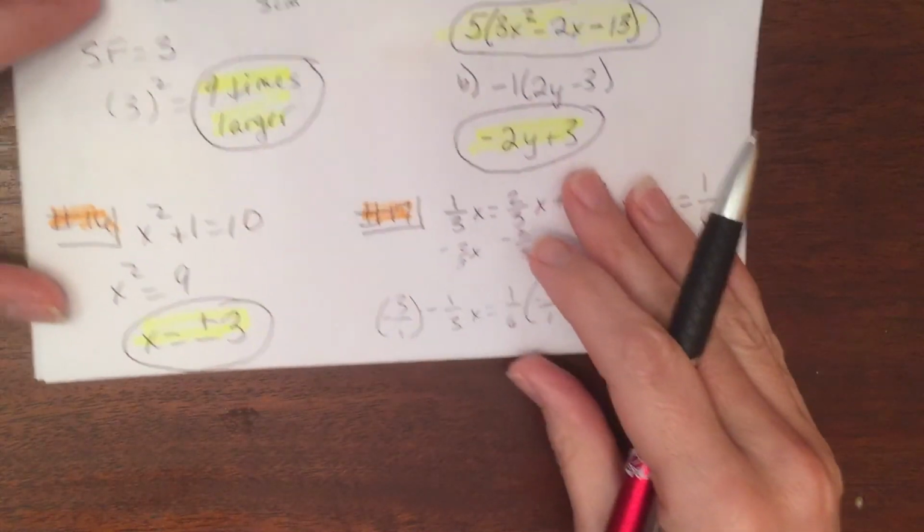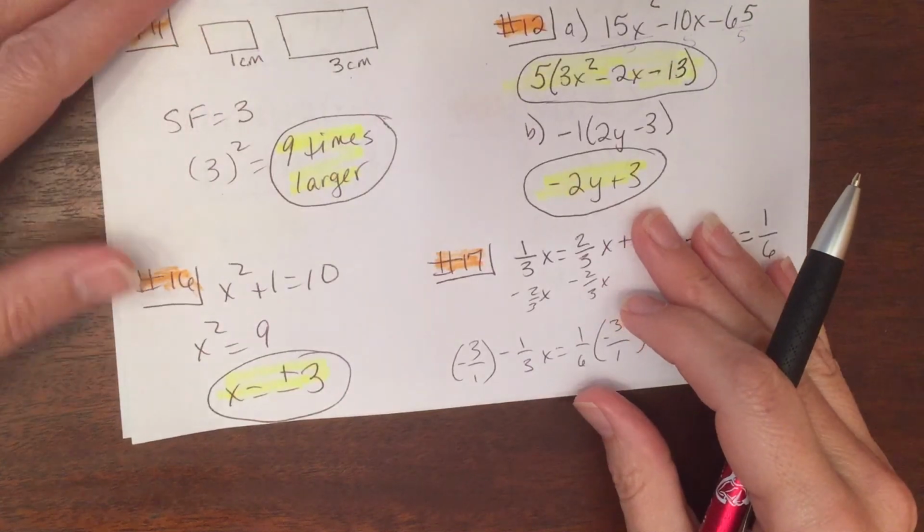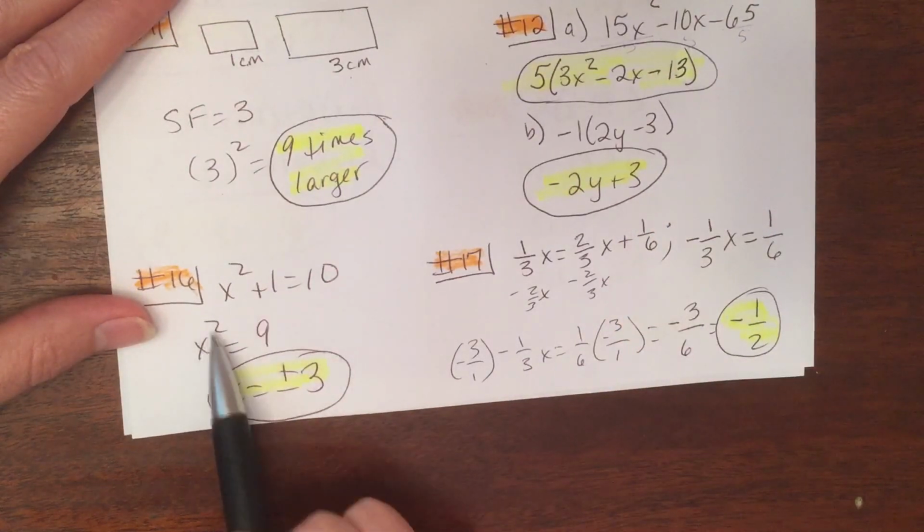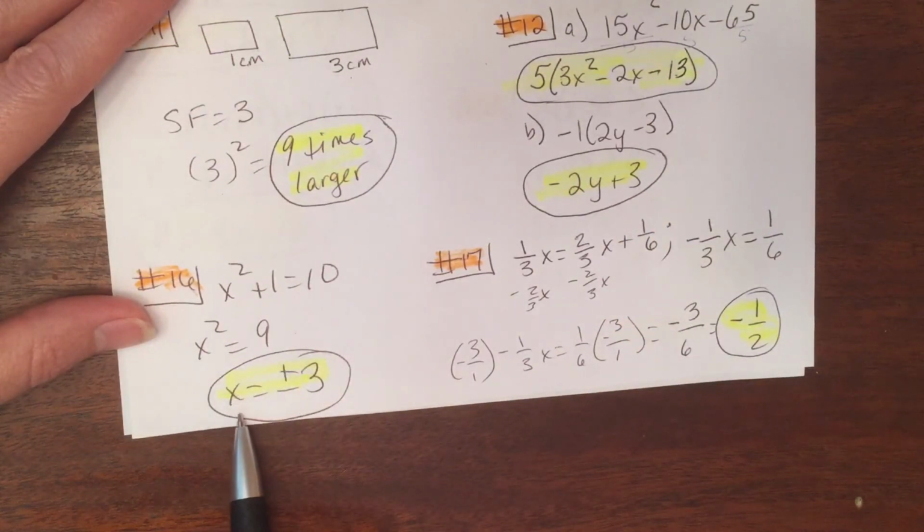Number 16, x squared plus 1 equals 10. Subtract 1 on both sides. X squared equals 9. Square root both sides. X is equal to plus or minus 3. Don't forget about the positive root and the negative root.